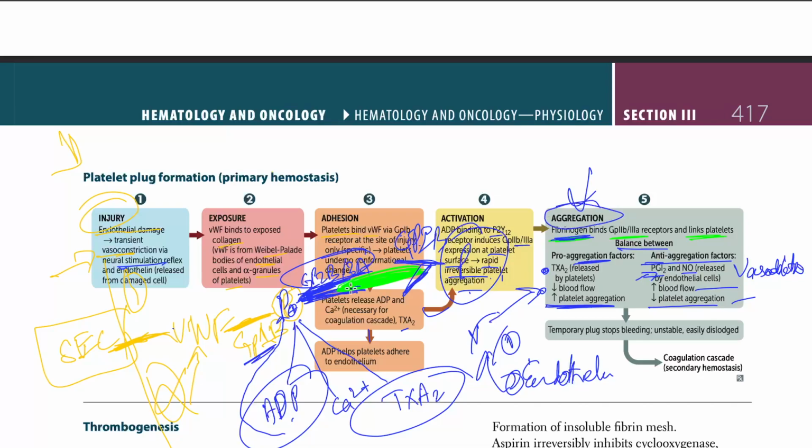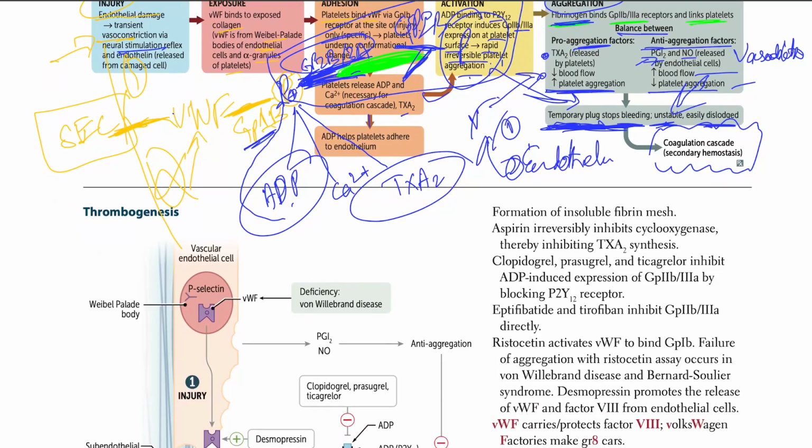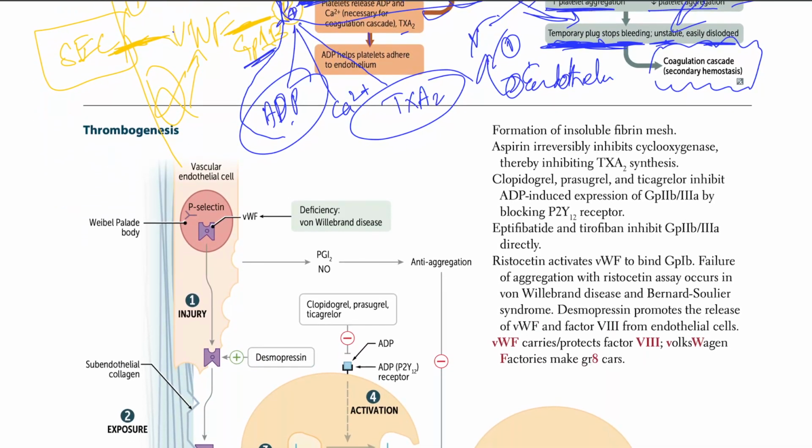After aggregation, once you have aggregated all of this, what's going to happen is that a temporary plug stops the bleeding. But why are we saying it's temporary? Because it's unstable and it can easily be dislodged. So for that, we need secondary hemostasis to make it more stable, and with stability you would definitely stop the bleeding, and it's not going to be temporary. Okay, so let's talk about secondary hemostasis.